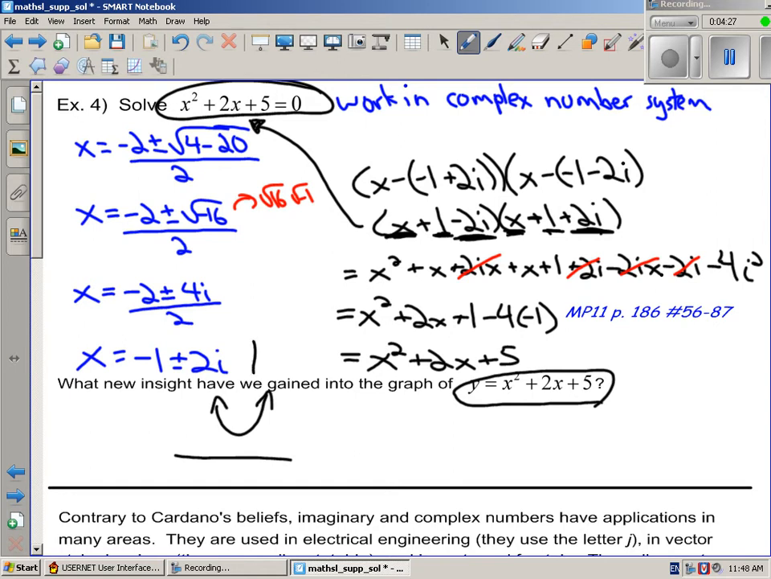So these are not telling us the coordinates of something in the xy plane where x and y are real numbers. So the short answer to the question, what new insight have we gained into the graph of y equals x squared plus 2x plus 5 by allowing for complex numbers, is not much. If we're still going to graph on the x and y axes, then we don't know any coordinates of x-intercepts because they don't exist.